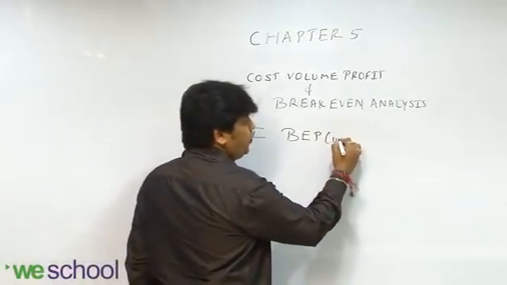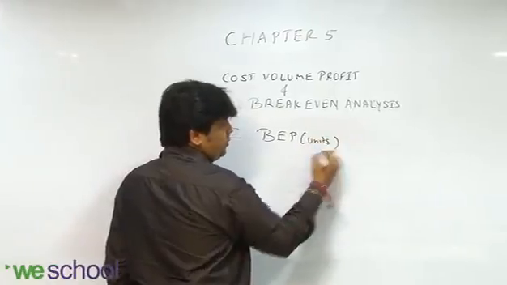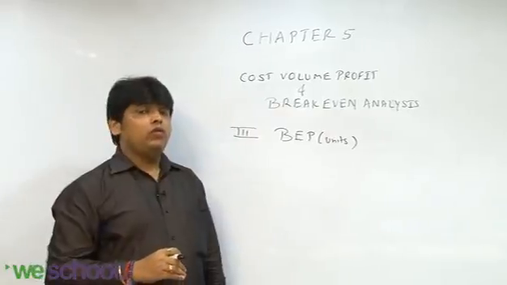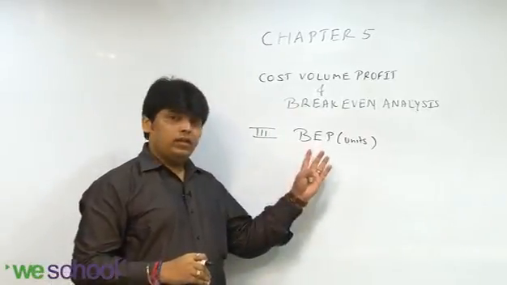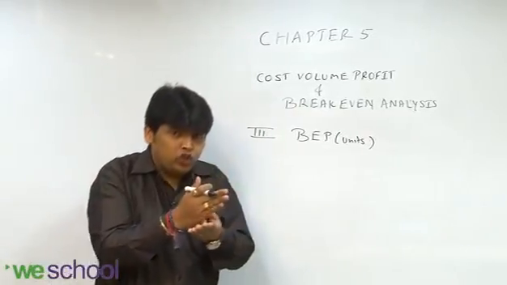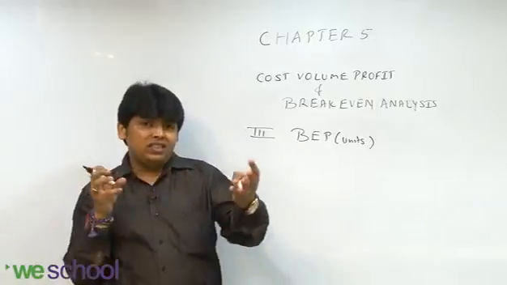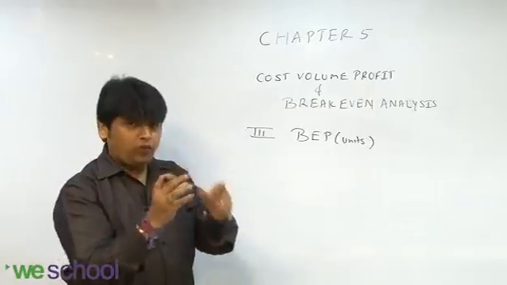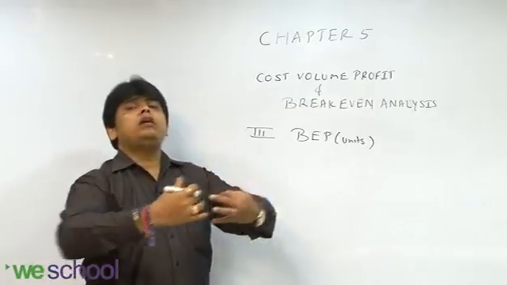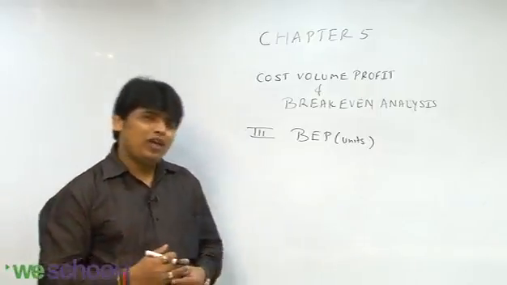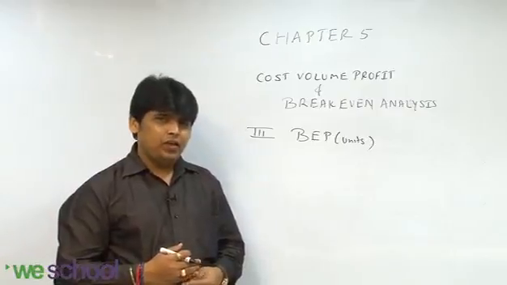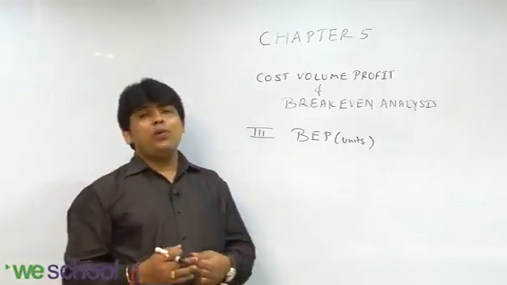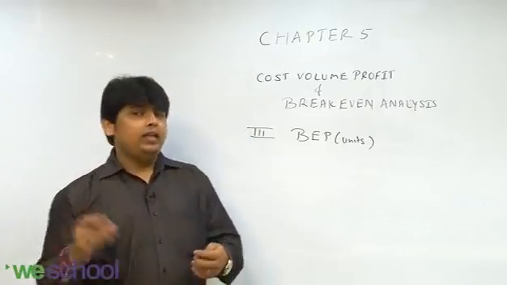Break-even point. If you want to find the amount in units. First of all, I just want to tell you what break-even point is. It is the point where there is no profit, no loss. You are selling that many units that by selling them you have already recovered your whole cost of production. There is no profit.